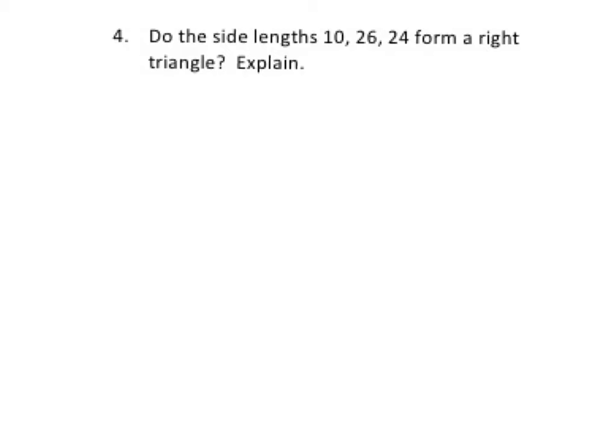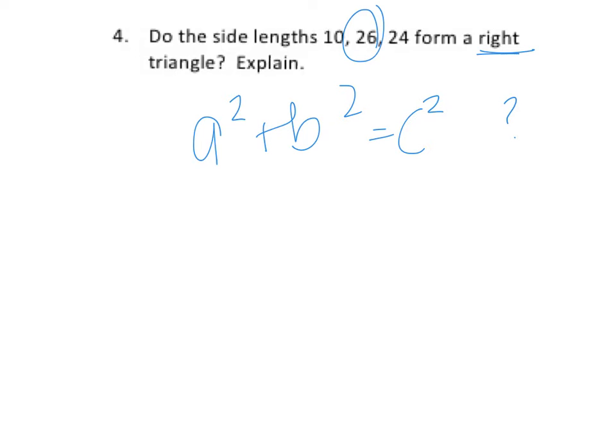Question number 4. Do the side lengths 10, 26, and 24 form a right triangle? Well, if 3 side lengths form a right triangle in particular, the Pythagorean theorem should work. We should get that a squared plus b squared equals c squared. That's what we want to know. Find your hypotenuse. The hypotenuse here is 26. Make sure that's your c.